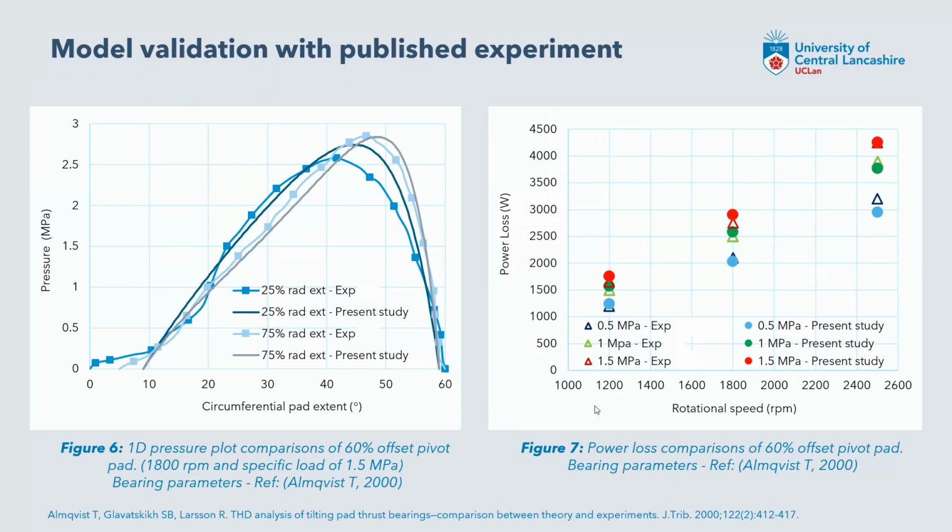This model was validated with published experiment. And on the left-hand side, you can see a 1D pressure plot comparison with experiment, which shows good agreement. I won't go too much into it, and there are also comparisons with power loss at different rotational speeds. Because I'm only taking into account the shearing losses, you tend to see a larger deviation at higher rotational speeds, because it's difficult to effectively determine the losses due to churning as well.